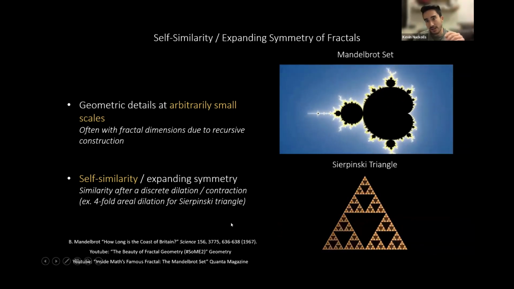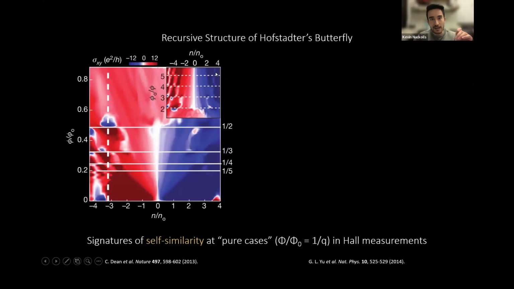So we're going to try to find signatures of this in Hofstadter's butterfly, and indeed, some of the recursive structure of Hofstadter's butterfly was first indirectly evidenced in magnetotransport experiments. So this is data from Philip Kim's group. They measured the Hall conductance of one of their graphene aligned to boron nitride samples, and they did so as a function of magnetic field and density. So they're focusing particularly around 4 holes per moiré unit cell.